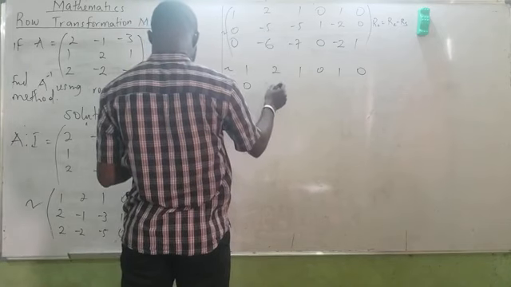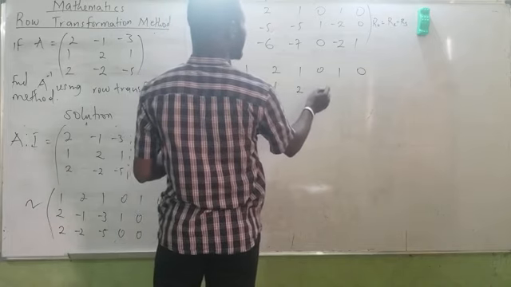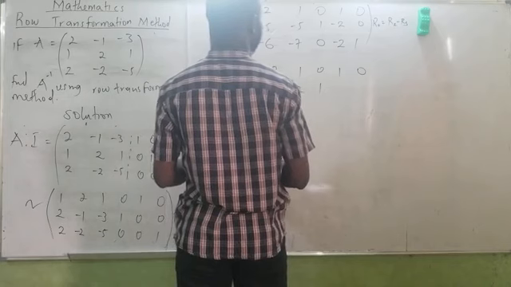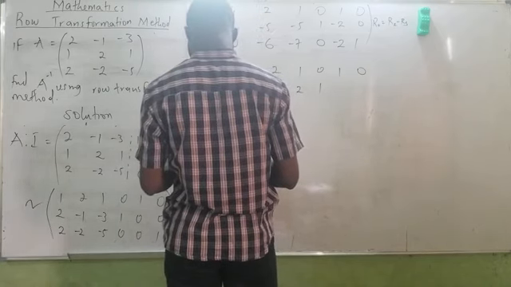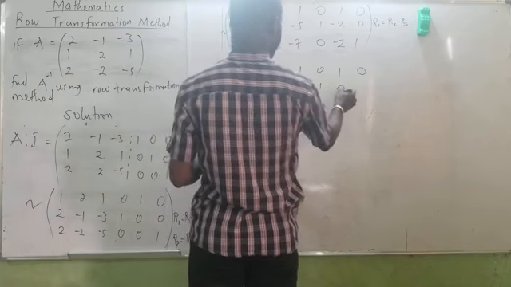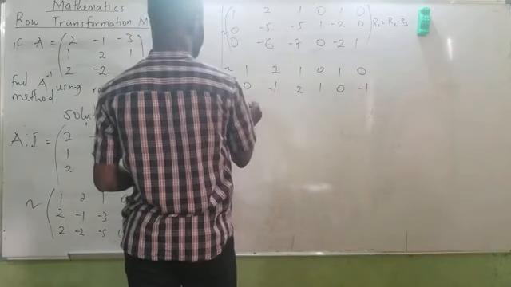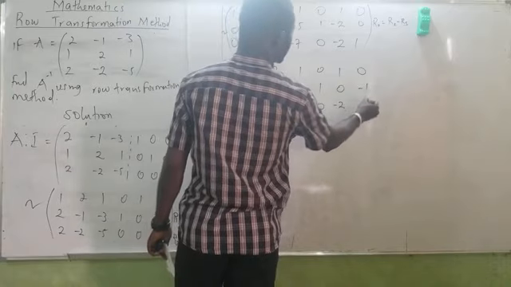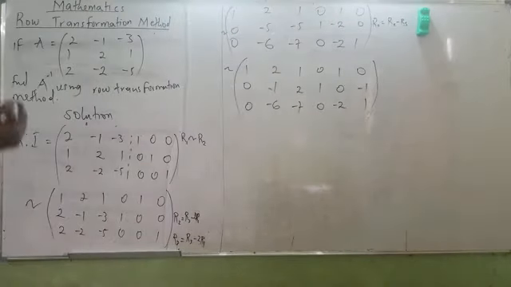I have 1, here will be 2, here will be 1, and that will be 1, if I'm not making a mistake. Here will be 0, and here will be minus 1. Now, which I will return my 0 minus 6, 0 minus 2, 1. Can you see? Now, I'm trying to reduce.